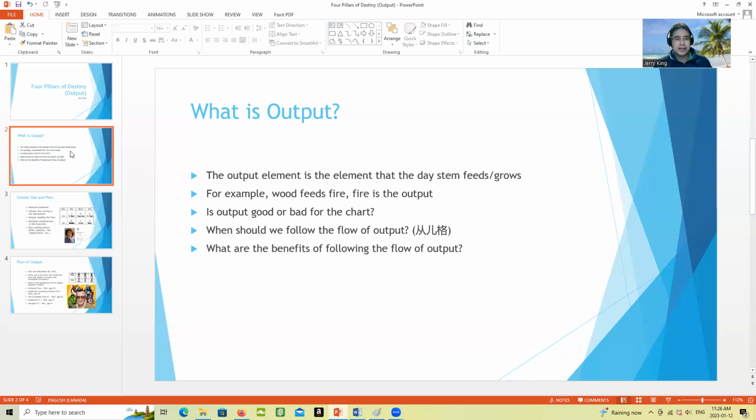So the thing is, we have to understand, is output good or bad for the chart? There's so many different ways of using the output, and it's not always good to have output. But based on my experience, I would say, more than likely, more than 50% chance, if you have output in your chart, it's pretty good. It's useful. Sometimes it is not useful because output also represents your speaking and your writing abilities.